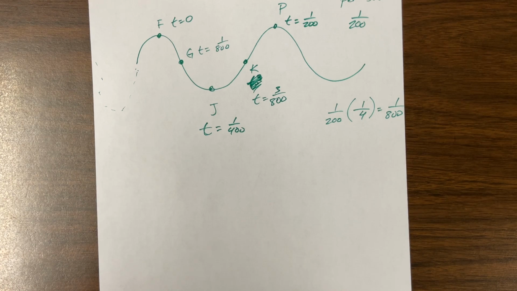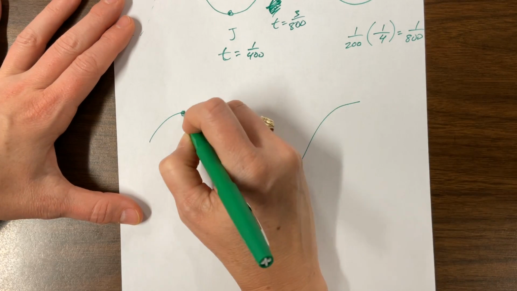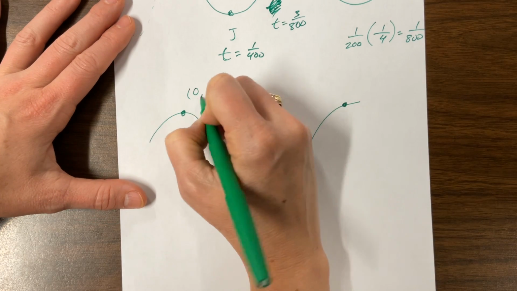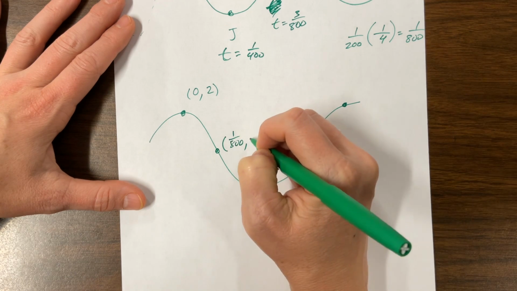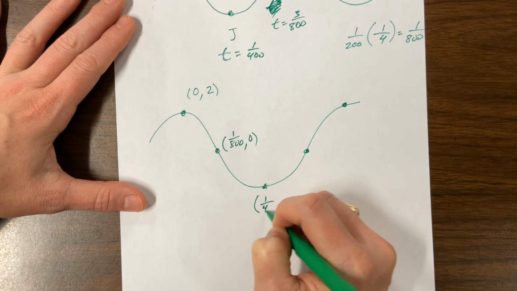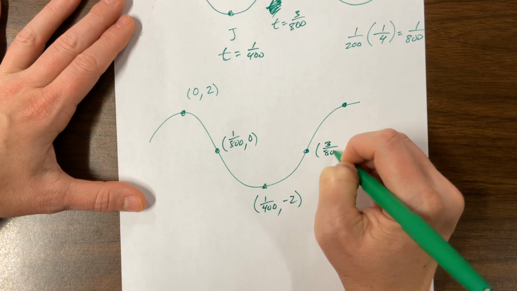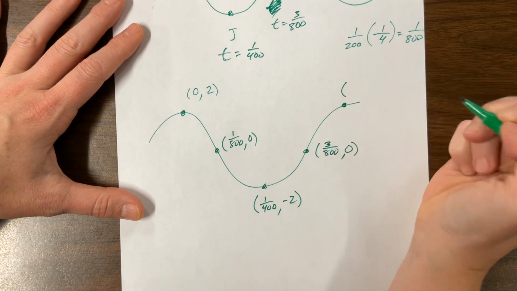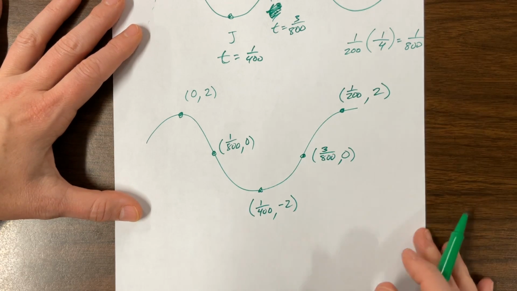5 points, determine the possible coordinates for the 5 points. Okay, so let's do that a little bit nicer. What I would like to see if I were the grader is 0, comma, a positive 2. This would be 1/800, comma, 0. This would be 1/400, comma, -2. This would be 3/800, comma, 0. And this would be 1/200, comma, 2. That is what I would like to see.